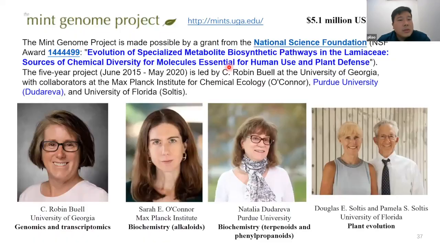For this project, when I was at Purdue in Natalia Dudareva's lab, they got a mint genome project, led by four co-PIs. This is Robin, who was previously at Michigan State University and has now moved to the University of Georgia. Her expertise is genomics and transcriptomics. This is Sarah, previously at JIC in the UK, who has now moved to the Max Planck Institute in Germany. Her expertise is mainly biochemistry, especially terpenoid biosynthesis. My previous supervisor mainly works on terpenoids and phenylpropanoids. Professor Dongjue and colleagues are from the University of Florida, and they are basically interested in plant evolution.